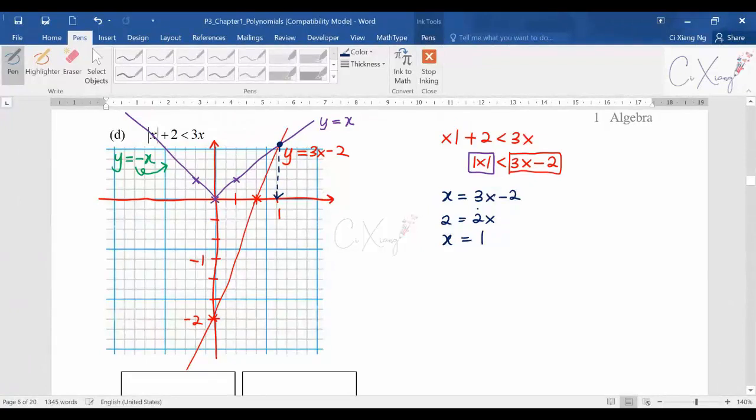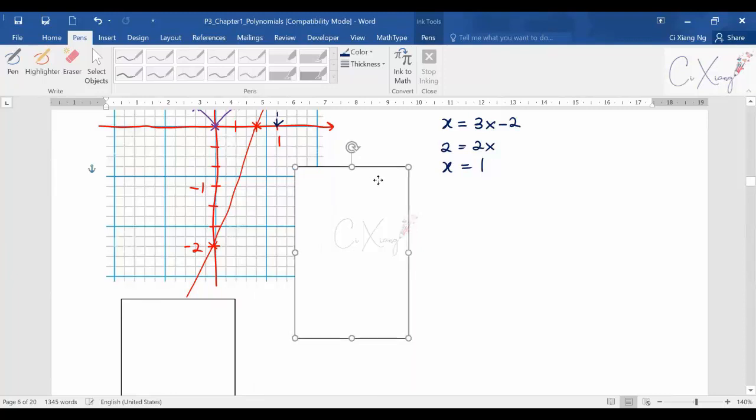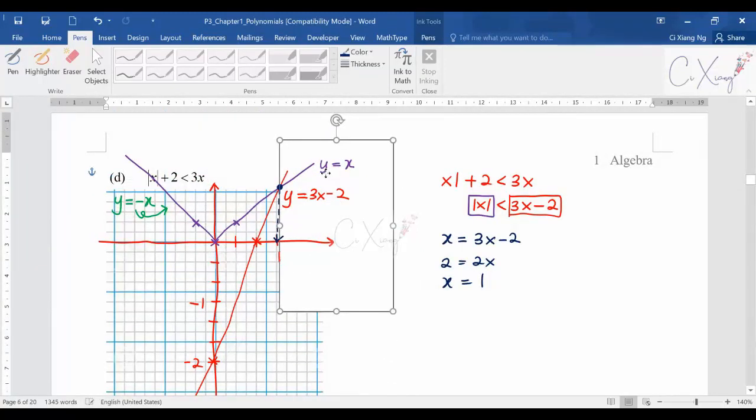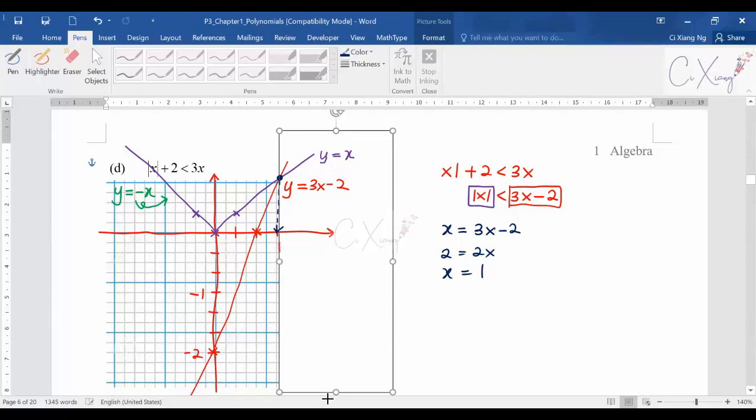After you know this x coordinate, you now want to decide where you have the inequality of modulus x smaller than 3x minus 2. To find it out, you need to hide one part of your graph. Let's say this is the intersection point, so I will hide it.